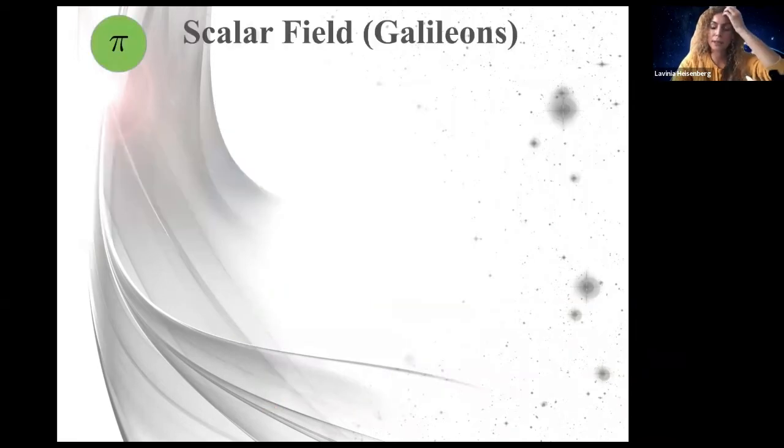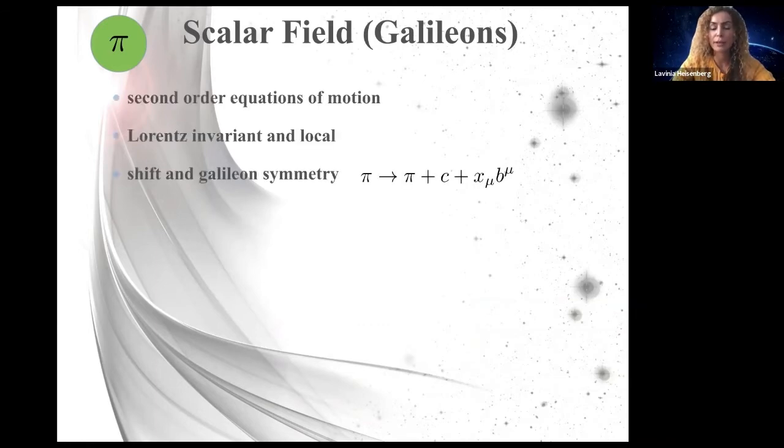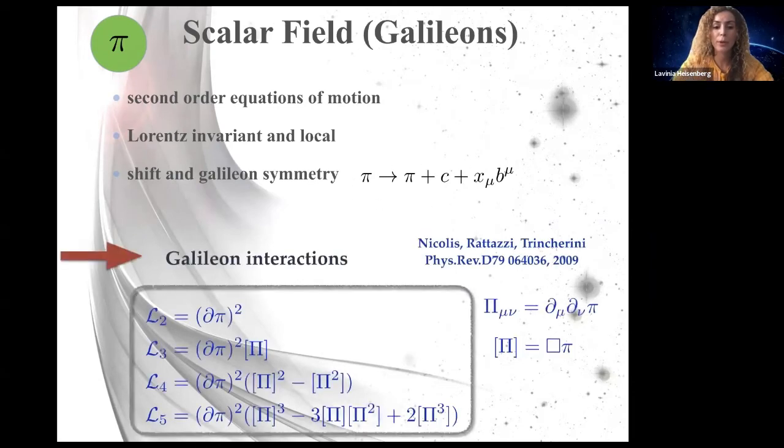So let me start with the scalar field, the Galileons. These are special effective field theories, especially in the sense that they give rise to second order equations of motion. They have Lorentz invariance and locality, and they also have this shift and Galilean symmetry. The Lagrangians are invariant under these transformations here. In this way, you can construct all the allowed derivative interactions of the scalar field. That was done first in this paper here.